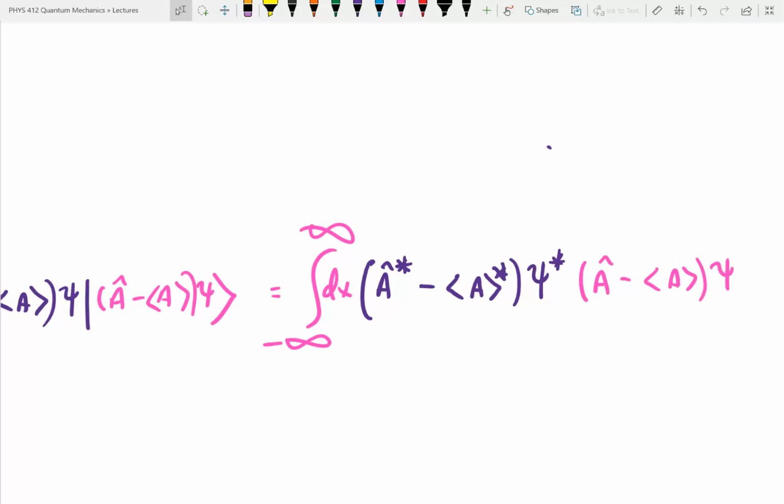You can see why we like the Dirac notation, because it's a lot shorter to write without having to put the integral sign, without having to put the stars for complex conjugate. Also, keep in mind that expectation values are real. So this equals that.